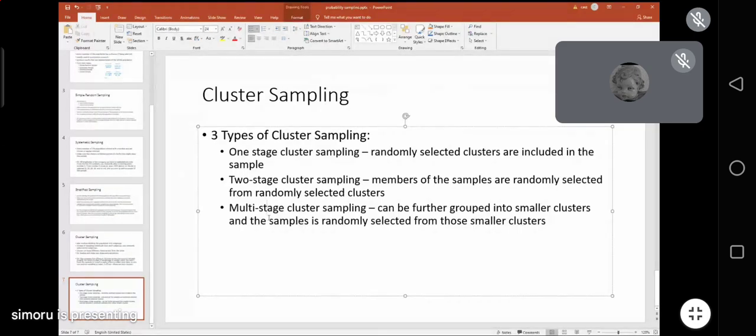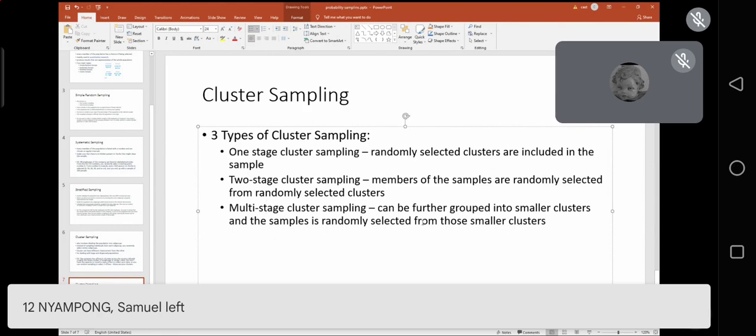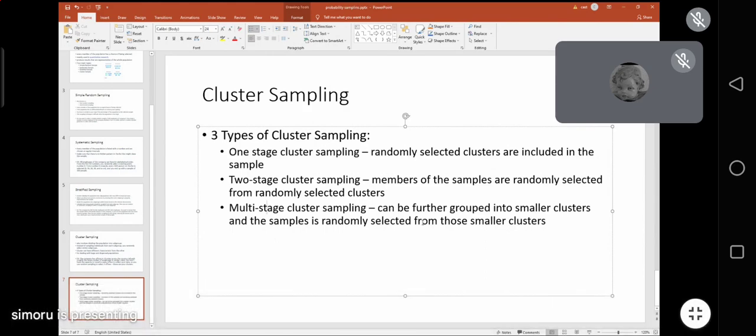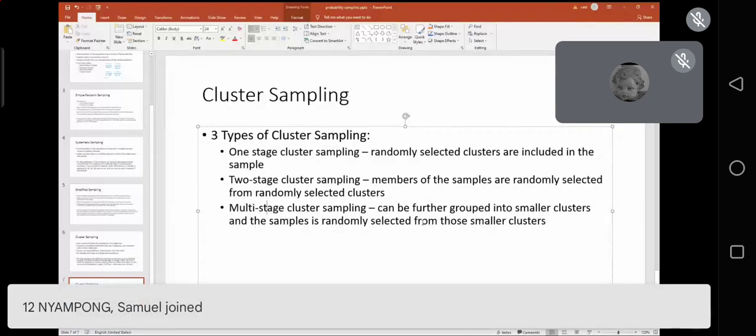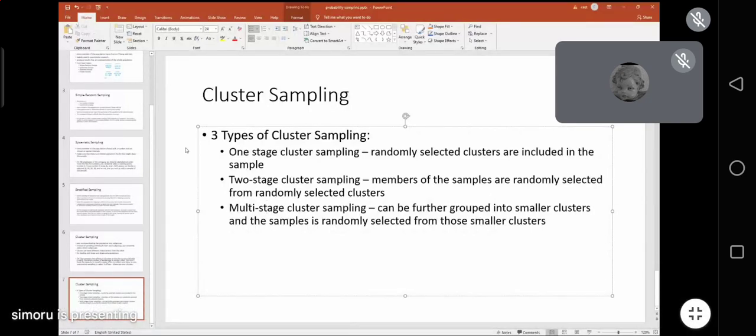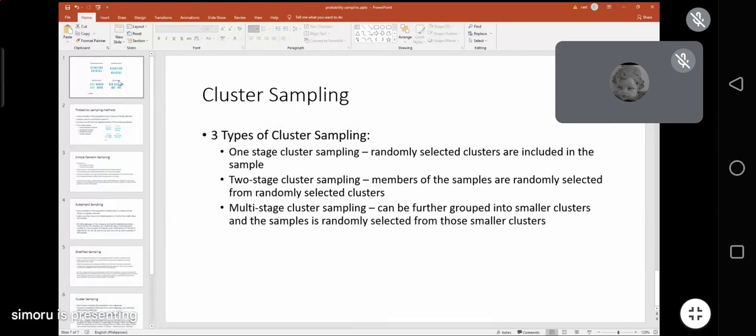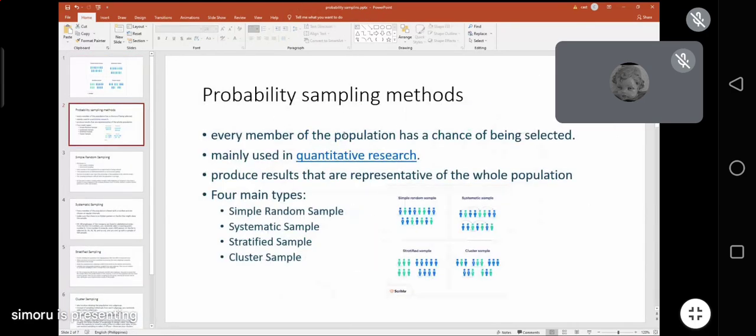In multi-stage cluster sampling, clusters can be further grouped into smaller clusters, and the sample is randomly selected from those smaller clusters. So you take some clusters, then you group them into even smaller clusters. Then you take your samples from those smaller clusters. So that's pretty much it for probability sampling.